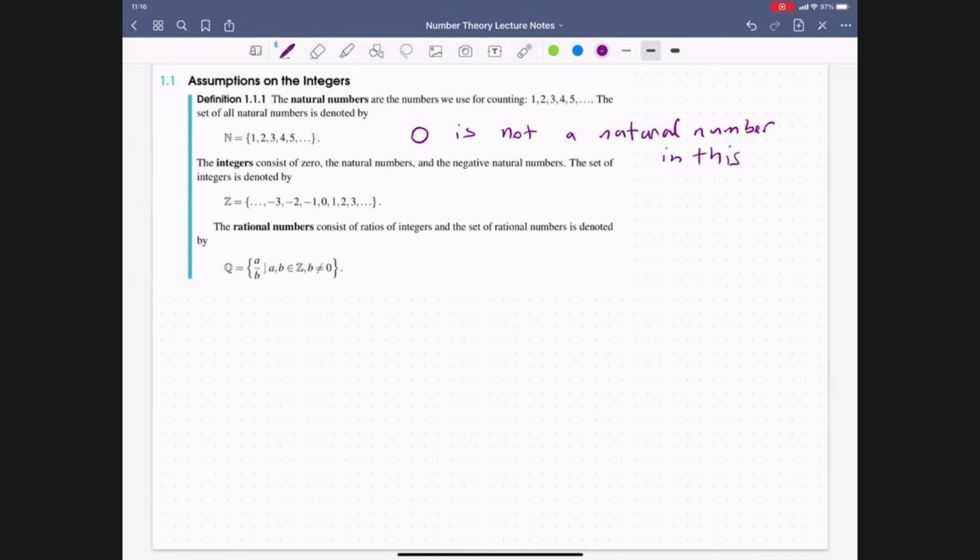In some texts, 0 is considered a natural number. And so if you took structures out of Galovich, 0 is considered a natural number. In number theory, however, we do not consider 0 to be a natural number, since its history is actually quite interesting in that it's a very recent concept.